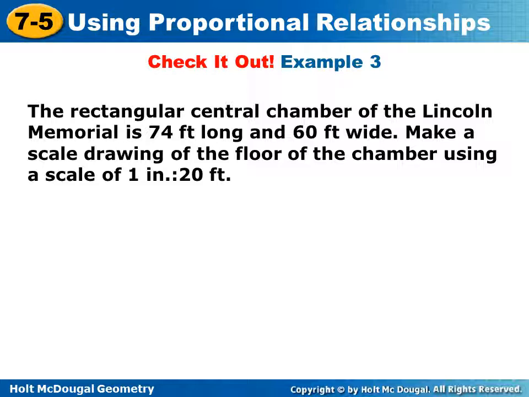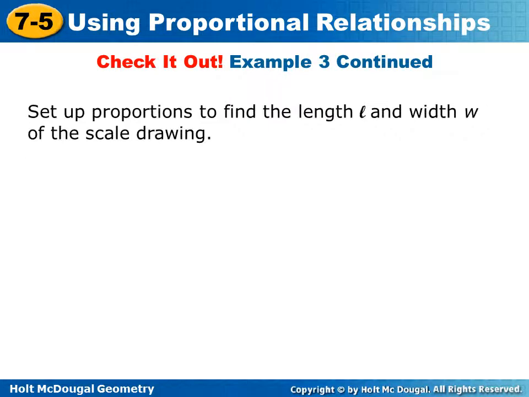The rectangular central chamber of the Lincoln Memorial is 74 feet long and 60 feet wide. We want to make a scale drawing of the floor of the chamber using a scale of 1 inch to 20 feet. Setting up proportions to find the length L and width W of the scale drawing, we have L over 74 equals 1 to 20. Cross multiplying, 20L equals 74, and L is equal to 3.7 inches.